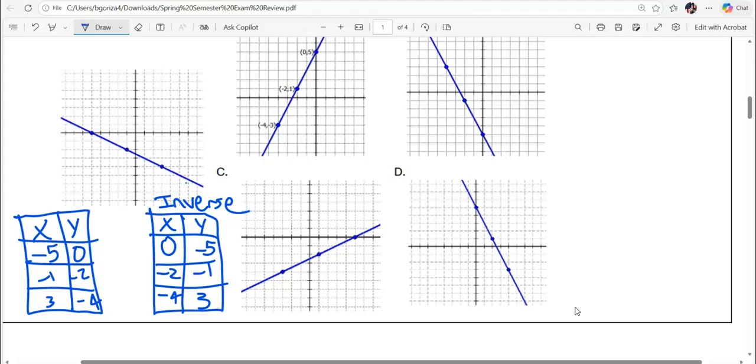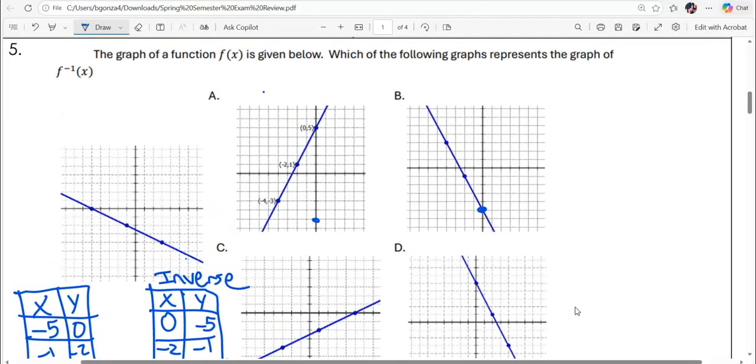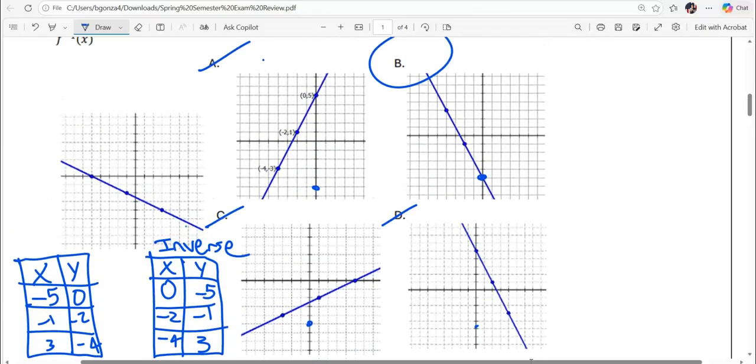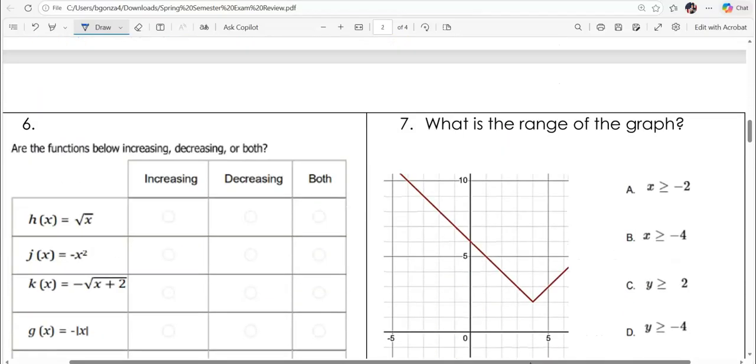Let's find (0, negative 5). Nope. Yep. It's got to be B, just based on one point. But you can see (negative 2, negative 1) and (negative 4, 3) are on the graph.